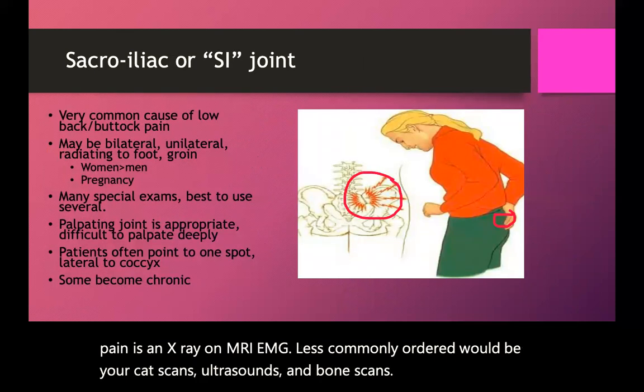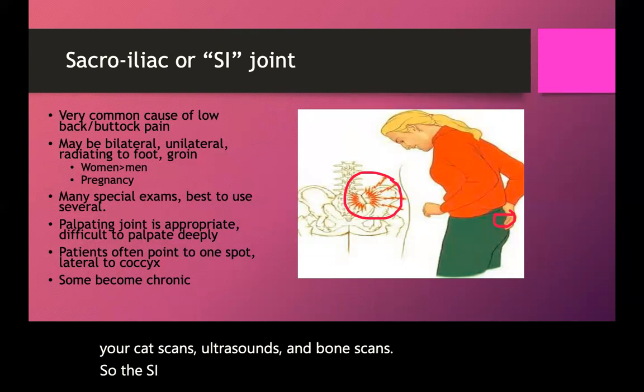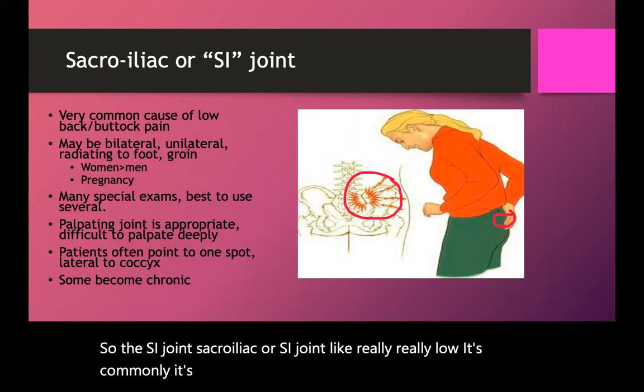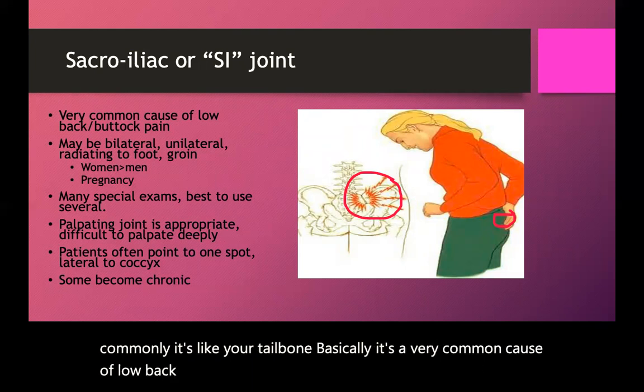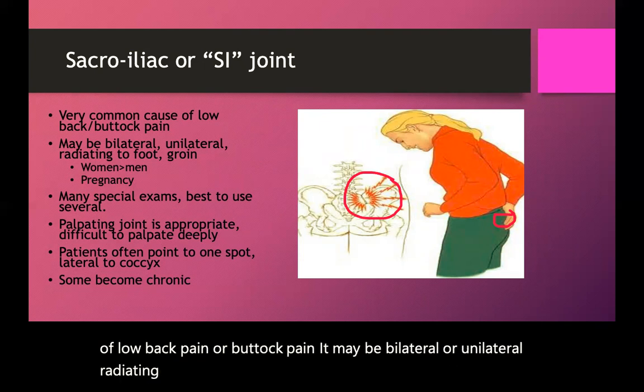Okay, so the SI joint, the sacroiliac joint, is really, really low. It's basically like your tailbone. It's a very common cause of low back pain or buttock pain. It may be bilateral or unilateral, radiating to the foot or the groin. It's usually greater in women than men, and definitely it happens in pregnancy.